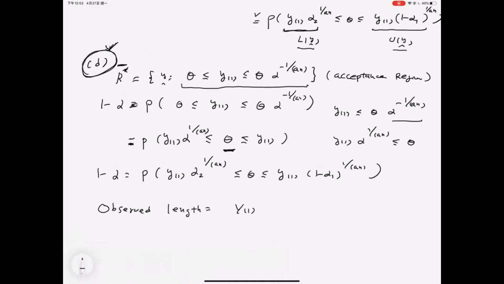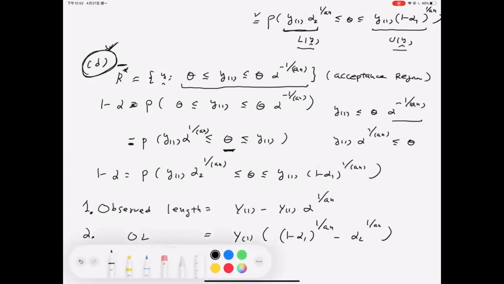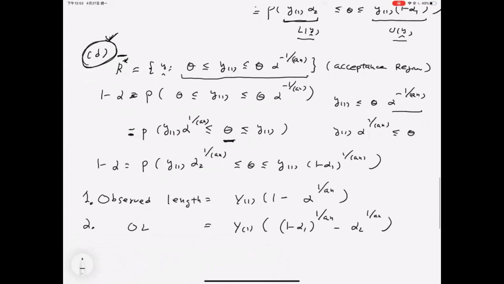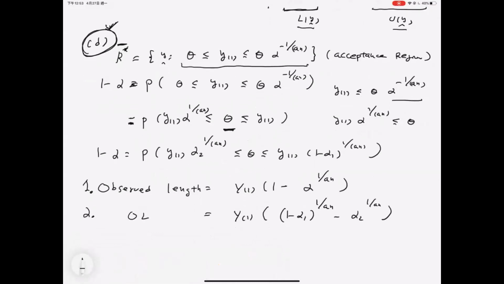It's y1 minus y1, then alpha 1 over an. Right, number one. Number two, observed length equals what? Just y1, it's 1 minus alpha 1, then 1 minus an minus alpha 2, 1 over A in it. Okay, so I want to write this as this guy is taking out Y1. Eventually it is 1 minus right here. So that means in this question, it doesn't matter whether you're comparing observed length or expected length.